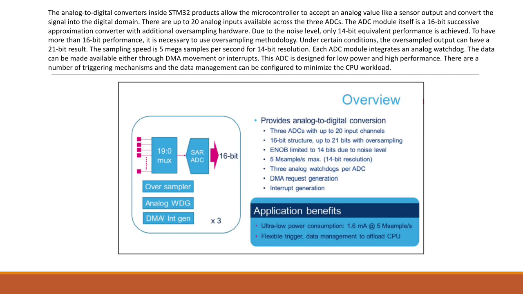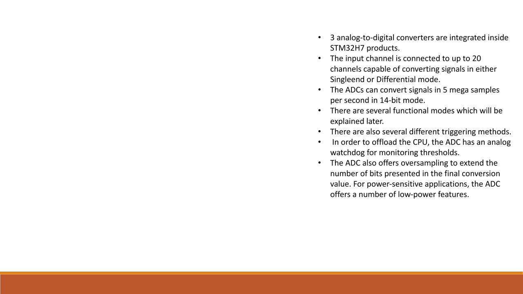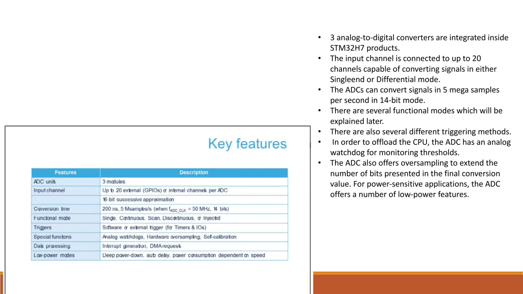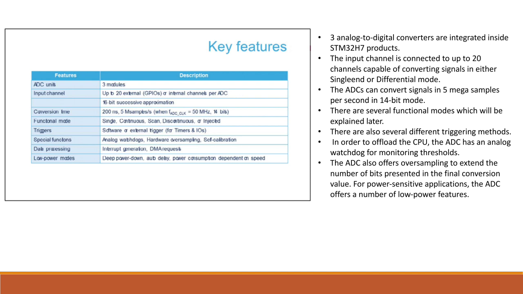So let's quickly move on to the key features of this ADC available in STM32H7. Three analog to digital converters are integrated inside the STM32H7 product. The input channels connect up to 20 channels, capable of converting signals in either single-ended or differential mode. The ADCs can convert signals at 5 megasamples per second in 14-bit. There are several functional modes which will be explained later.